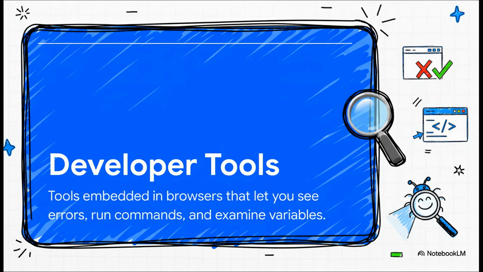Now, this console is actually part of a bigger thing called developer tools. The best way to think about it, it's like popping the hood of a car. It lets you see everything that's happening behind the scenes, all the gears turning, so you can figure out exactly what's going on with your code.